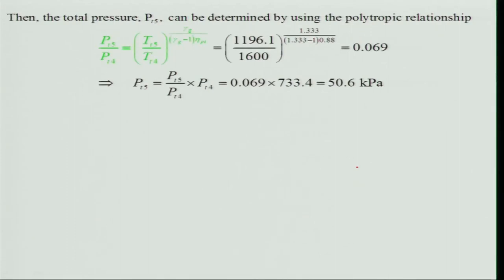PT5 by PT4 we can evaluate using the isentropic relation for the turbine, and we will substitute these values and get this number. So, by this we can find out PT5 as 50.6 kilopascal.